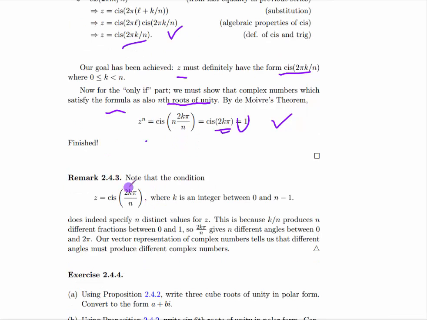Okay, so I should verify that, in fact, this gives me n distinct values, which is true because this gives me n distinct angles between 0 and 2 pi. And if I have two different numbers between 0 and 2 pi, that gives me two different angles. Okay?